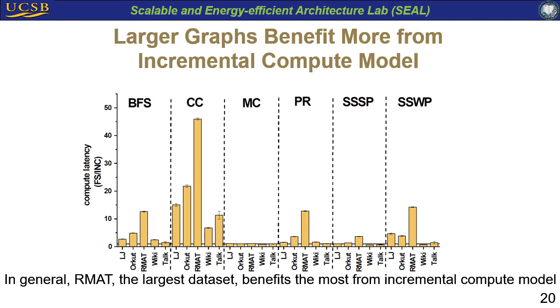As can be seen, in general, RMAT, which is the largest data set in our evaluation suite, benefits the most from the incremental compute model. For larger data sets, the incremental model is more effective at saving computation-related work during successive compute phases in streaming graphs.